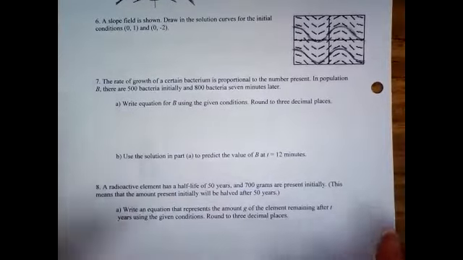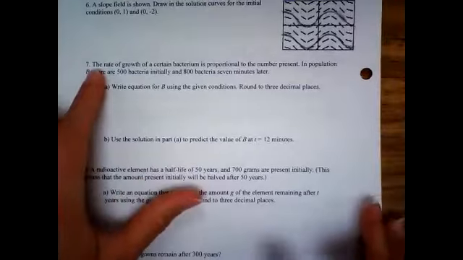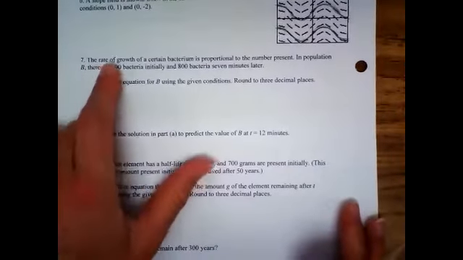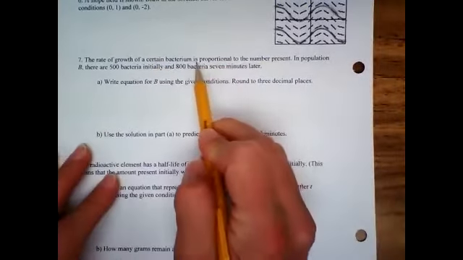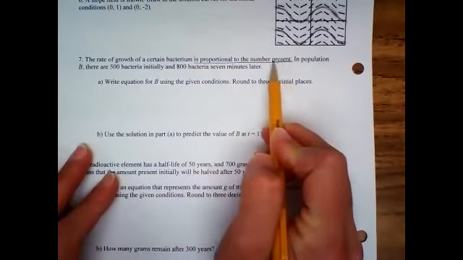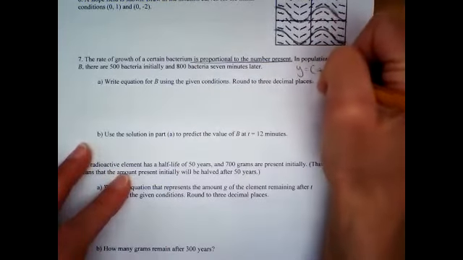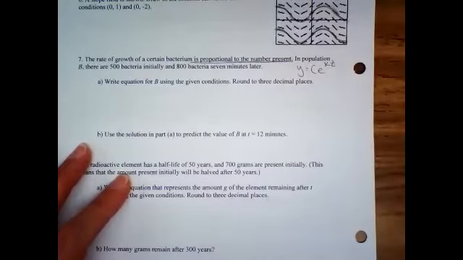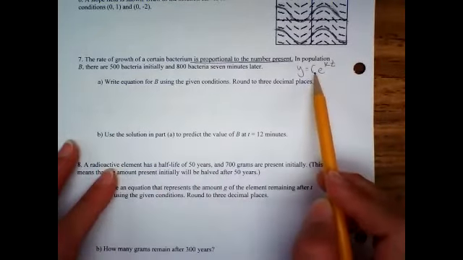All right, number 7 and 8, we're going to need a calculator for these, so make sure you've got your calculator. These are our exponential model problems. So the rate of growth of a certain bacterium is proportional to the number present. That is proportional to the number present. That means it's going to be exponential. So that means this is your formula. There are 500 present initially, so that's going to be C.